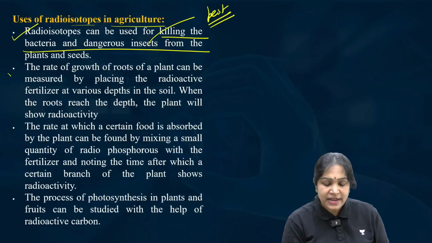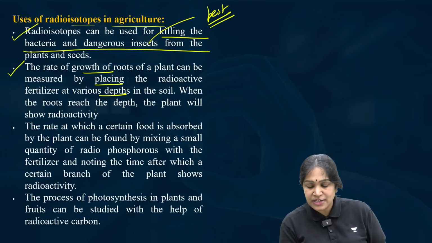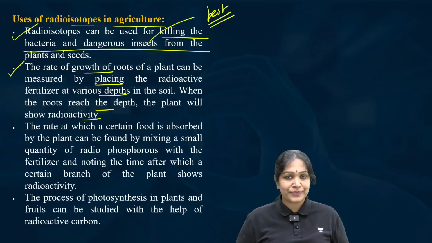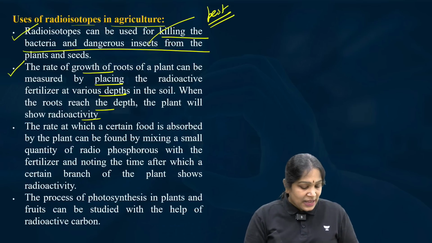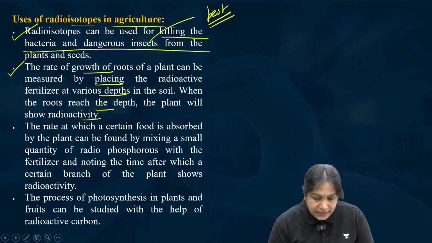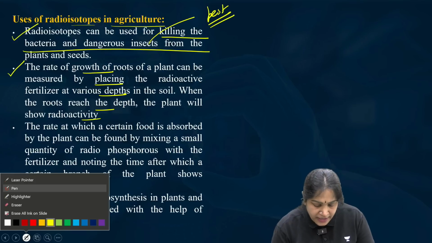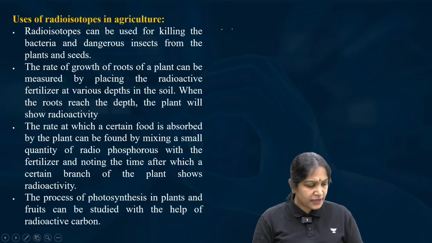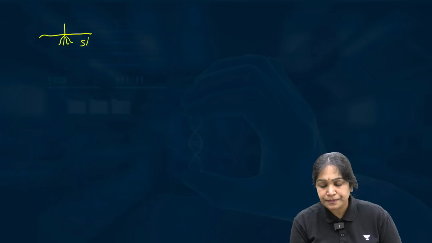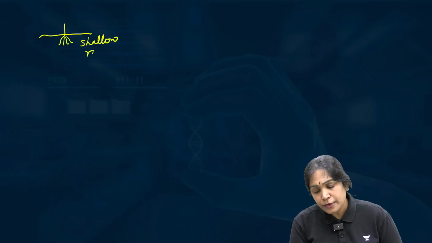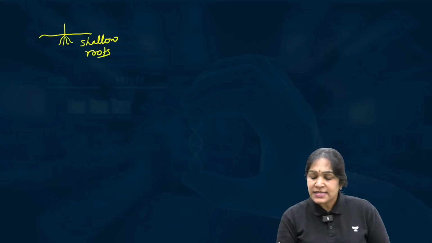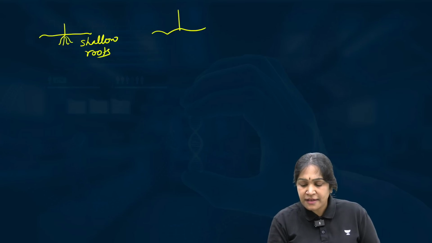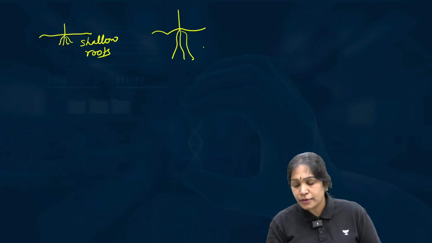Plus, this is one interesting experiment. I'll try to explain it. Listen carefully. Let us suppose the plants are growing. When the plant is growing, the roots will grow. For example, some plants will have shallow roots. Some plants will have little longer roots.